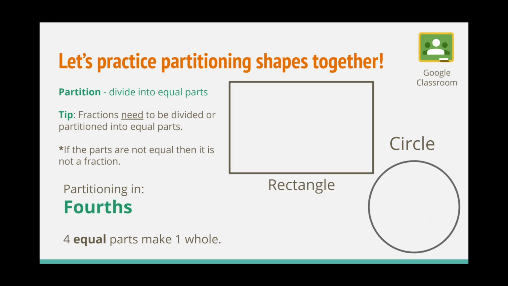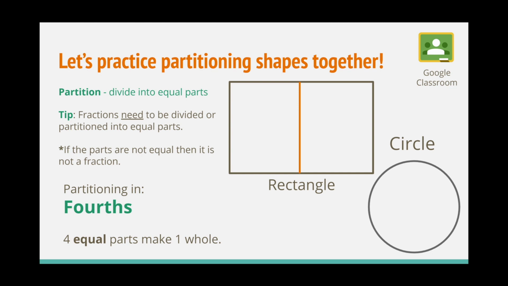All right, we're going to practice partitioning shapes again, but this time we're going to partition them in fourths. If you see the number 4 in fourths, that tells us that we're going to divide the shape into 4 equal parts. 4 parts that make one whole. I'm going to show you what this looks like.